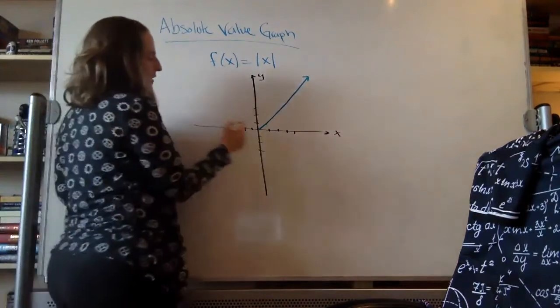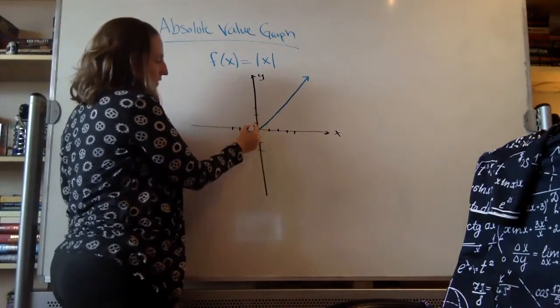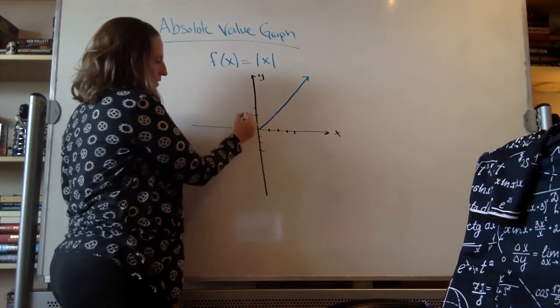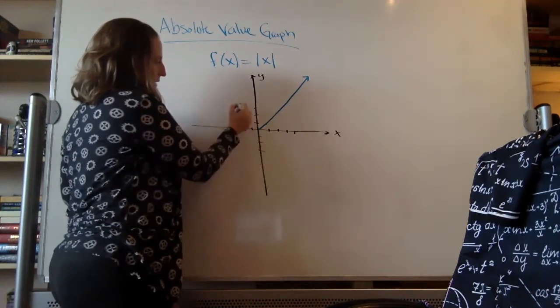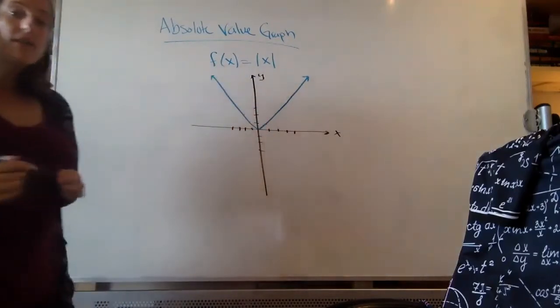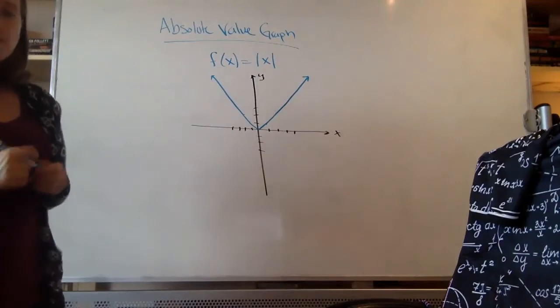Similarly, on the other side, when I plug in -1, the absolute value of -1 is 1. When I plug in -2, the absolute value of -2 is 2. The absolute value of -3 is 3. So I get a straight line going the other direction. The graph of the absolute value is this nice V function.